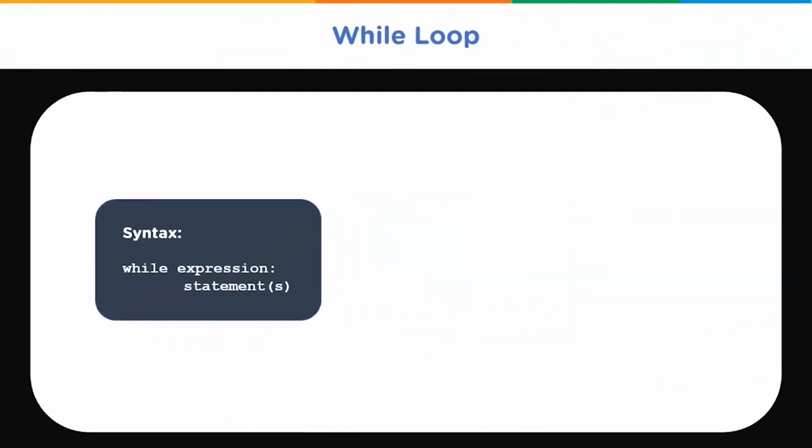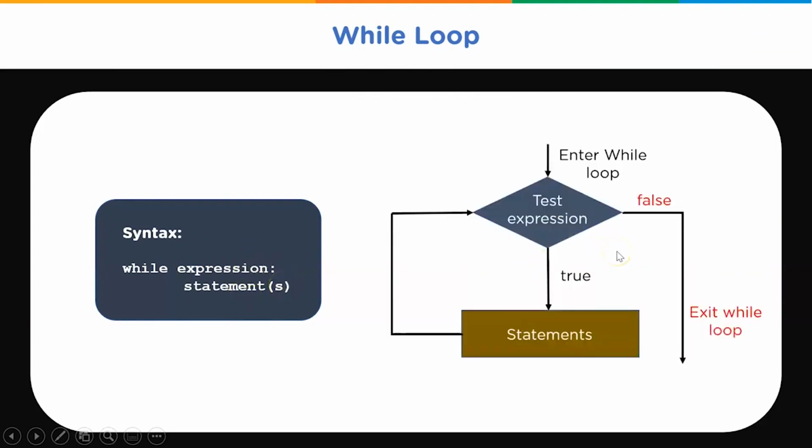Moving on to the next slide. So here you can see the syntax of a while loop. A while loop is defined using the while keyword, and then you have the expression followed by a colon. After that, you have the statements inside the block. The statements are executed until the condition evaluates to false. Now on the right side, you can see the flow chart to show all the steps to execute a while loop. So you can see here we have the test expression. If the test expression evaluates to true, then we execute the statements that are present inside the while block. But if the condition is false, we will exit out of the while loop.